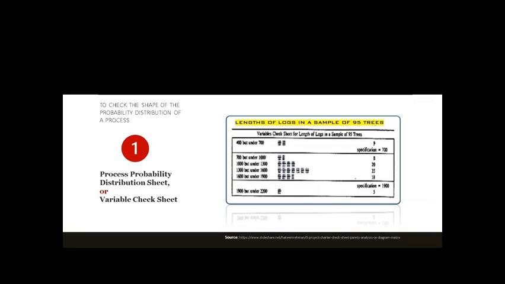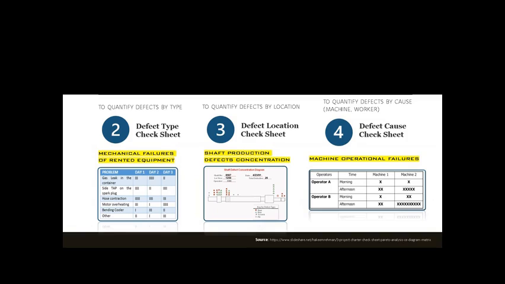The following check sheet, which shows an account by range of length of logs in a sample of 95 trees, is a good example of Ishikawa's first type. A good example of the second type is the sheet noting the failures of rendered mechanical equipment over the period of 3 days. An example of the third type is the shaft production defects concentration diagram depicting areas where the defects were found on a sample during testing.